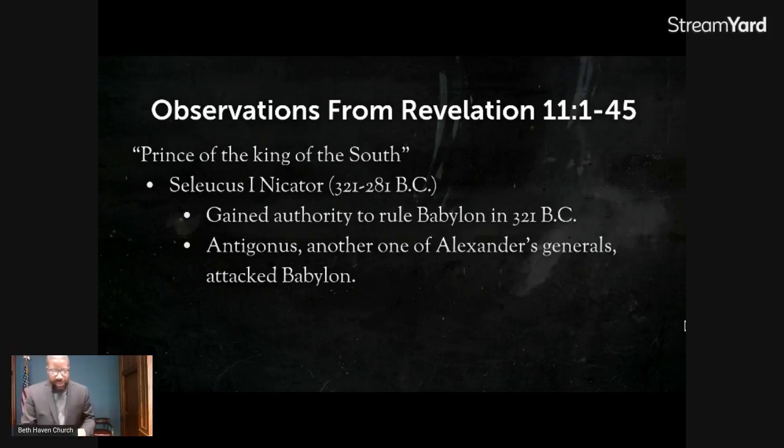The prince of the king of the south, again, is Cyrus, 321 to 281 BC. He gained authority to rule in Babylon in 321. And so you have another general that's entered in by the name of Antigonus, who was one of Alexander's generals. So like I said, he had more than 4. He had many of them. And Antigonus attacked Babylon. Well, when you attack Babylon, you attack Seleucus, right? That's because he's the prince of the king of the south.